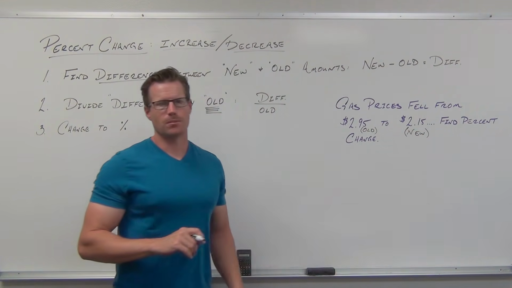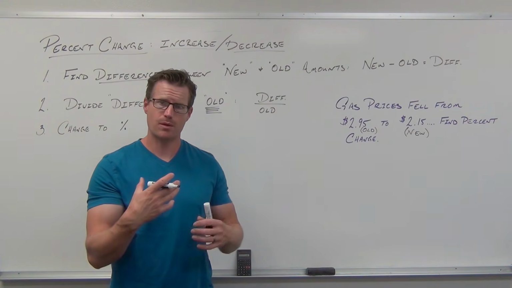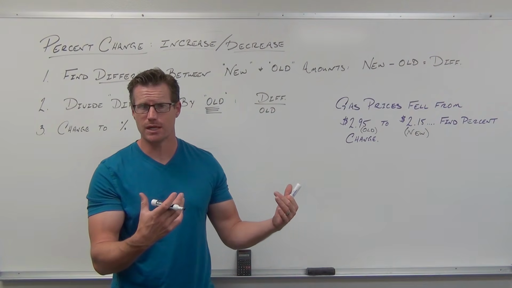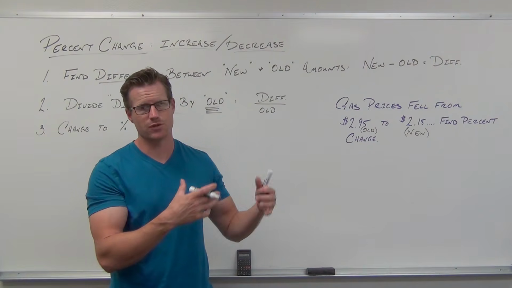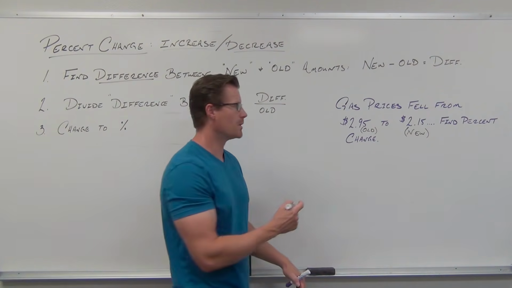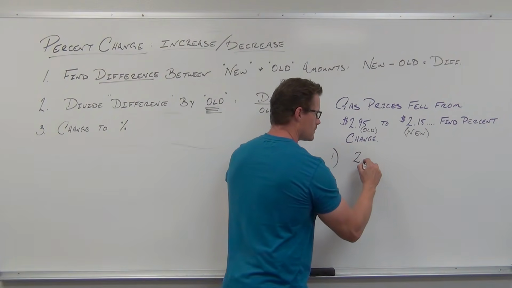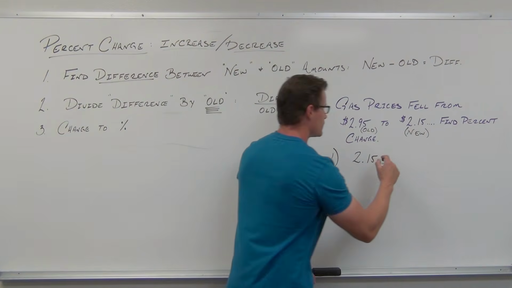Now, be real careful here. Do this in this order. You have to take the new amount minus the old amount to give you the correct value, positive or negative, because that value is going to tell you whether it's a percent increase or decrease, if you're not having an easy time reading the problem. So step number one, we're going to take the new amount. We're going to subtract the old amount.